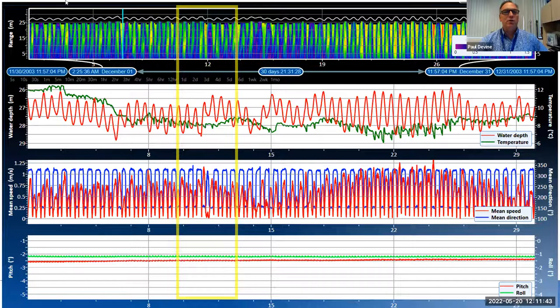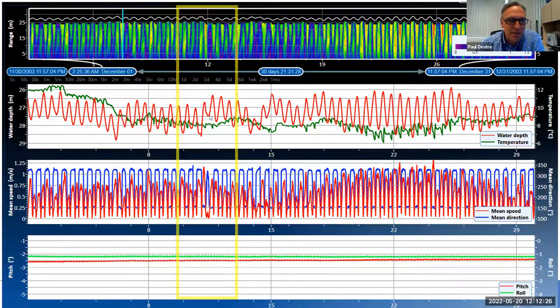This data review is a 30-day snippet of ADCP data from underneath the Verrazano Narrows Bridge. You can see the vertical scale here is water depth, about a mean of 25 meters. This is current speed, and you see the tides and the variation in the currents with the tidal velocities. I'm going to focus on this time period where the ocean kind of skipped a beat, right? It looks very periodic. You see spring tide, neap tide, spring tide.